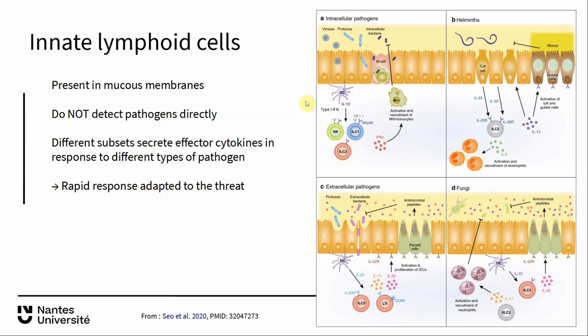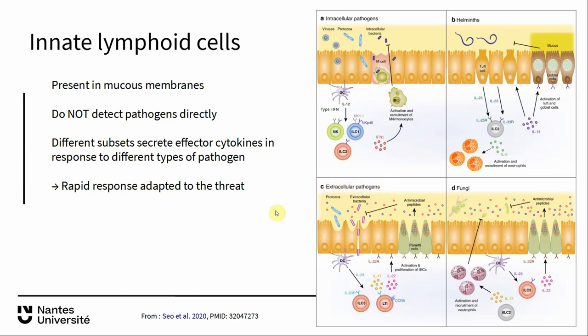Also, not to be forgotten is the role of type 1 interferon here, released by plasmacytoid dendritic cells, which is a strong activator for NK cells. So these NK cells, possibly ILC1, will release interferon gamma, and that's important for activating macrophages, monocytes, which will then be able to destroy the intracellular parasites.